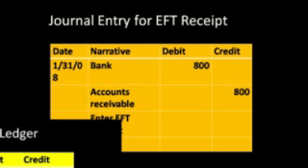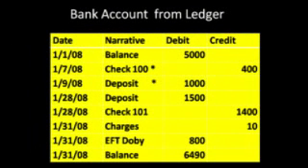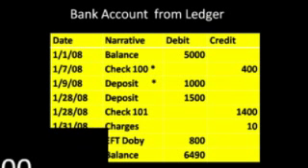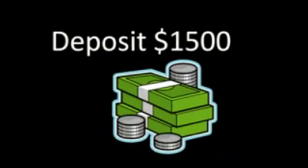We now have an updated bank account in the general ledger that reflects the additional entries identified from the 2 transactions that were on the bank statement. We have a revised figure for the closing balance for the bank account in the general ledger. The next step is to identify any deposits in transit. We can identify the deposit of $1,500.